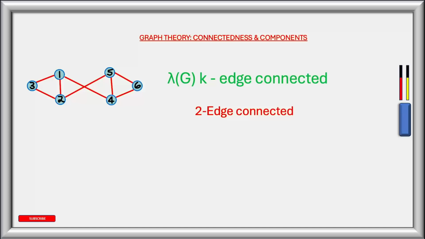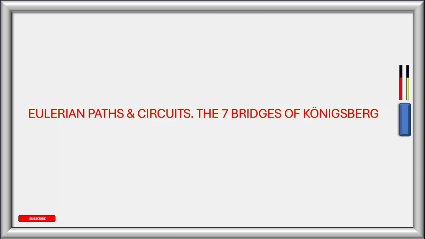So in this graph, what about the vertex connectivity? If I wanted to disconnect this graph by removing vertices instead of edges, what is the minimum number of vertices I'd have to remove? If you think you know the answer to this, drop a comment in the comment section below.